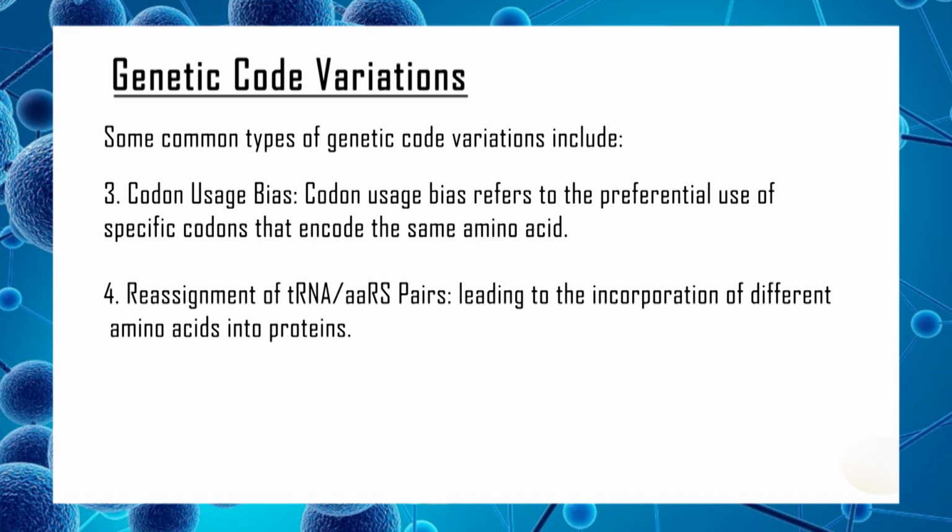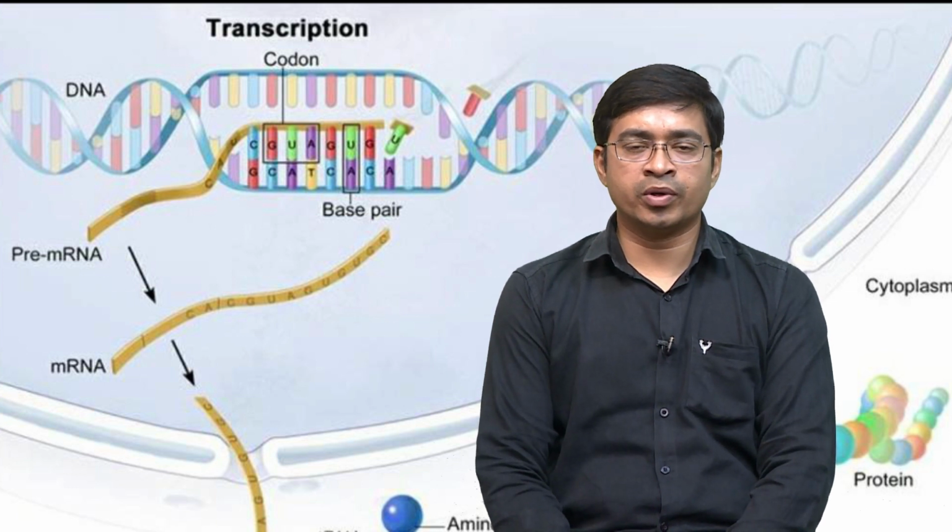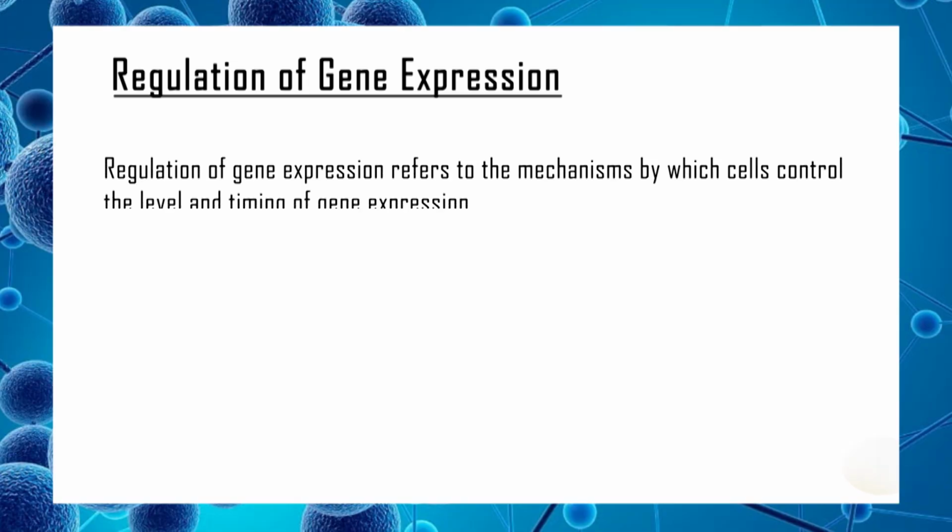Genetic code variations have been observed in various organisms, including bacteria, archaea, and certain mitochondria and organelles. This variation can have significant impact on protein synthesis, cellular processes, and even organismal evolution.